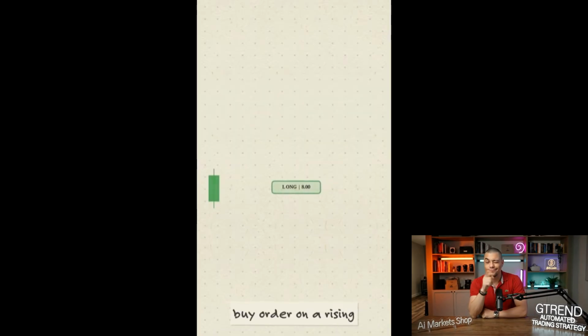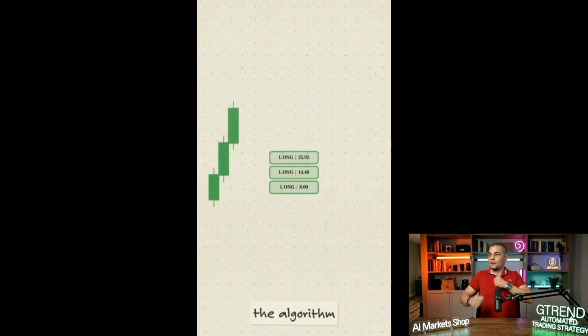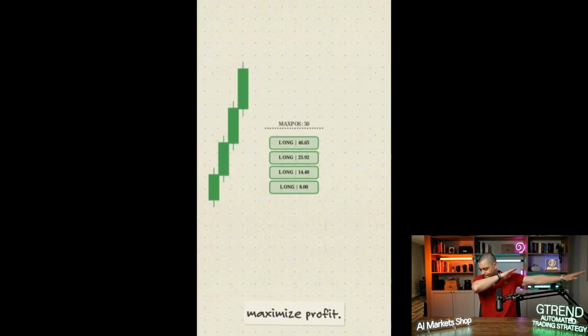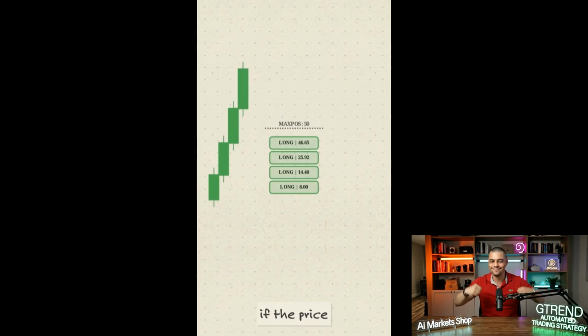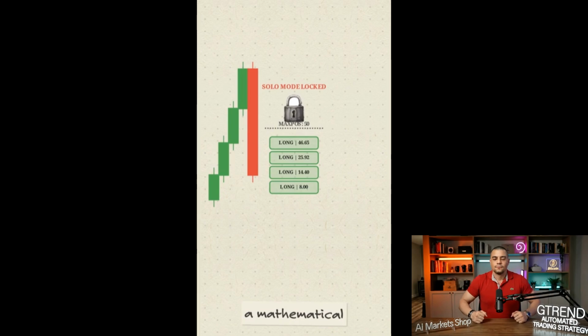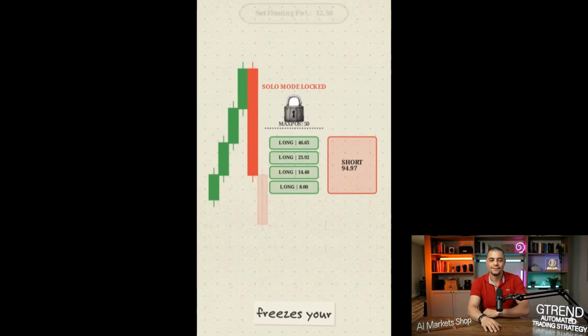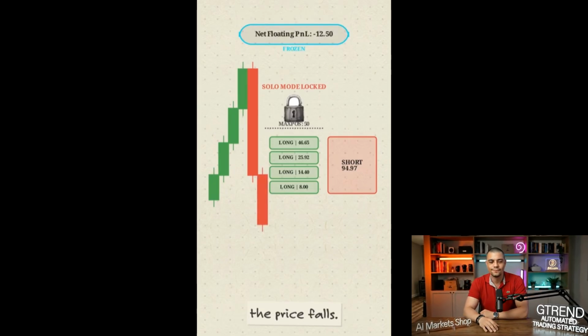Say you place a standard buy order on a rising green candle. If the trend continues upward, the algorithm aggressively stacks your position to maximize profit. But what happens if the price suddenly plummets? Before the drop destroys your account, the system hits a mathematical risk boundary. It instantly locks your original trade and fires an equal-sized short order. This completely freezes your floating loss, no matter how far the price falls.